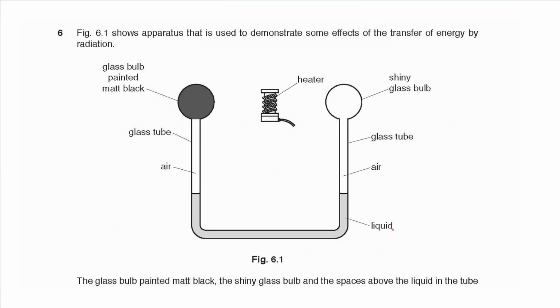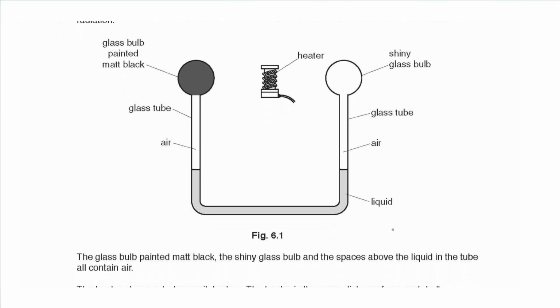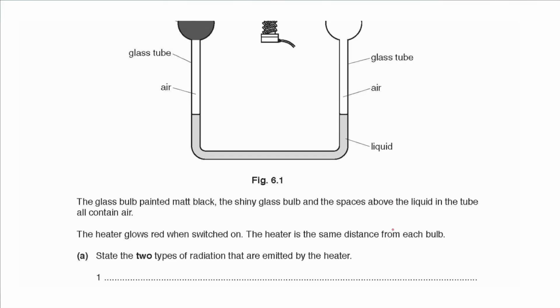Question 6 says, figure 6.1 shows apparatus that is used to demonstrate some effects of transfer of energy by radiation. The glass bulb painted matte black, the shiny glass bulb, and the spaces above the liquid in the tube, which is U-shaped here, all contain air, and there is a heater in between the two bulbs, so it will emit heat radiation towards the bulbs. The heater glows red when switched on. The heater is the same distance from each bulb for fair comparison.